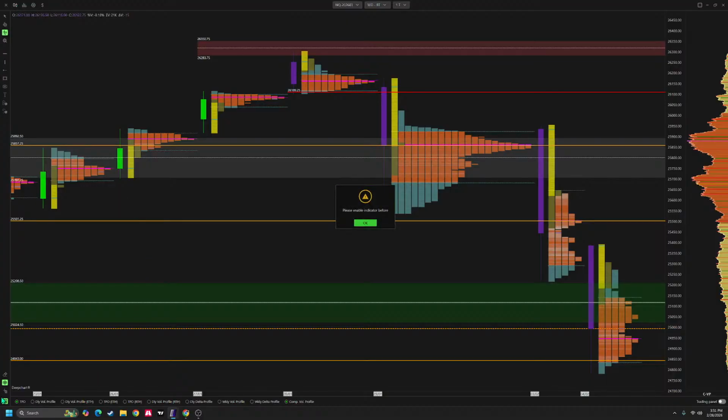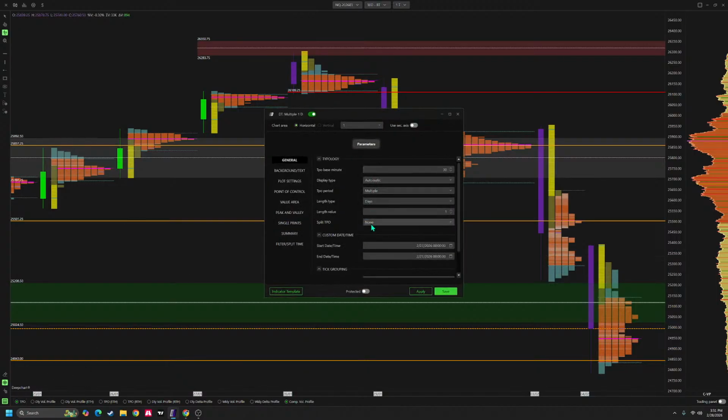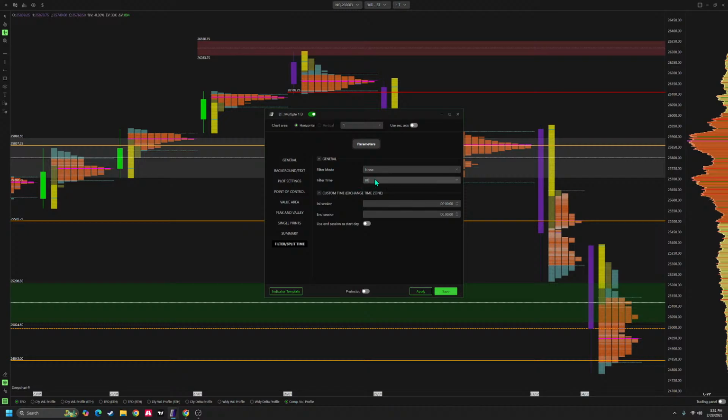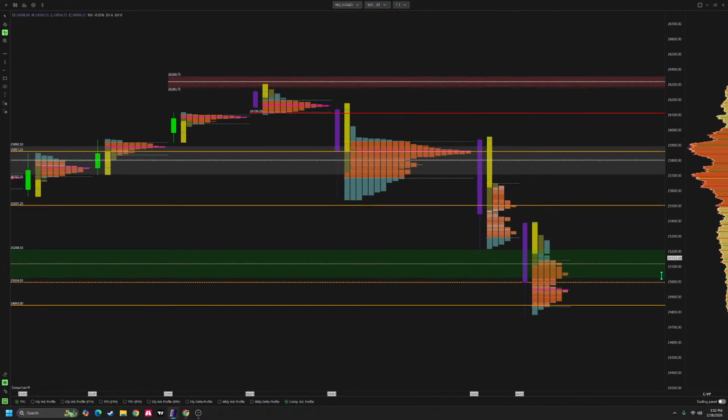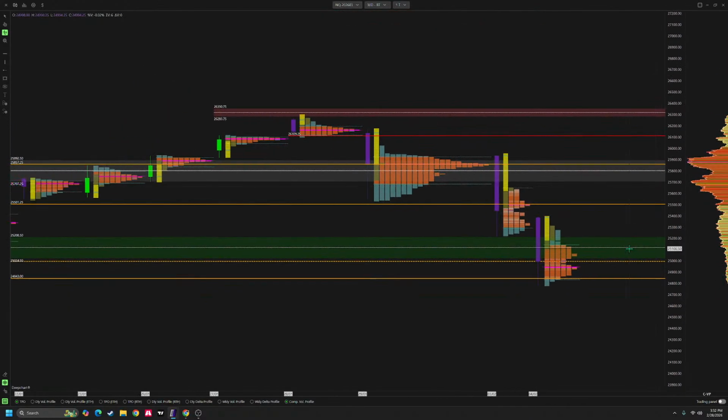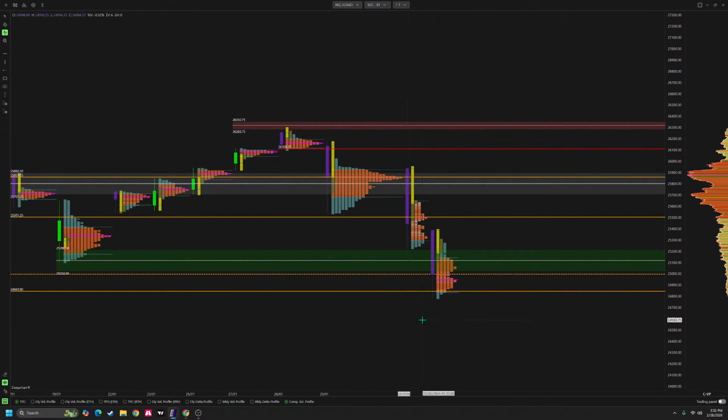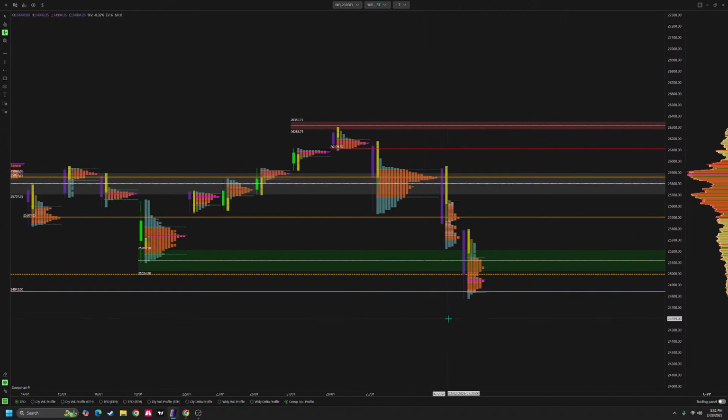I believe it's RTH. Let's go ahead and double check this. Time-based group. So each block is 30 minutes. Covers a day. Split TPO, no. Filter time, it's RTH. Okay. So there you have it. And it helps me get an idea of where price may go.